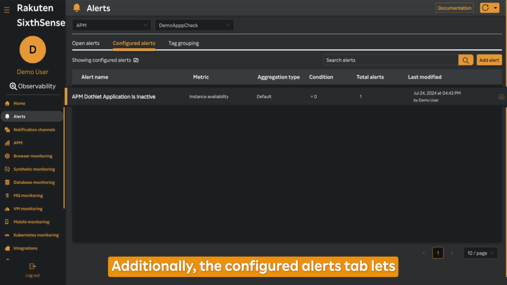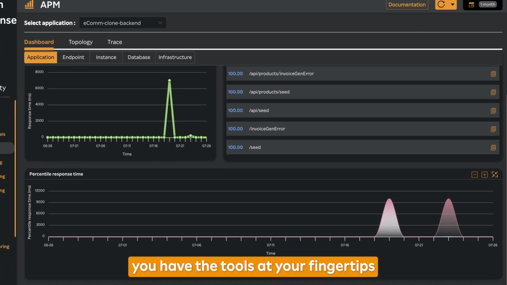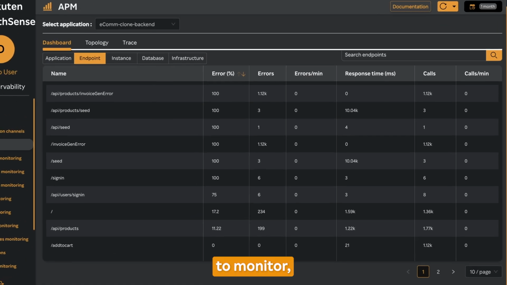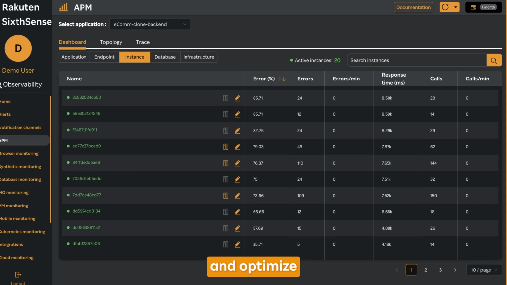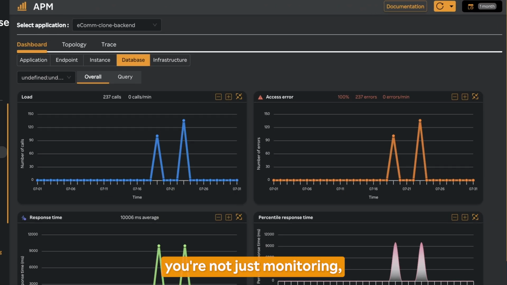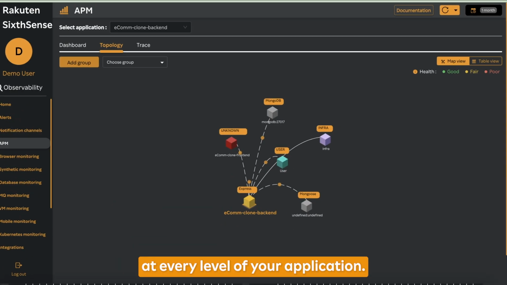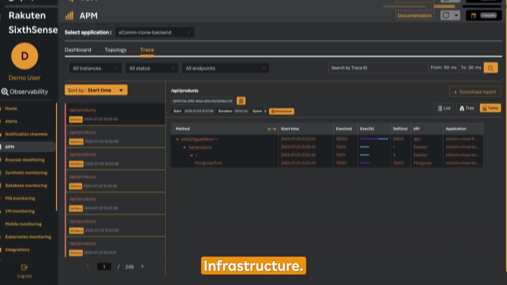Additionally, the Configured Alerts tab lets you review all set alerts, making it easy to adjust parameters or disable alerts as your monitoring needs evolve. Through this comprehensive application, you have the tools at your fingertips to monitor, analyze, and optimize every layer of your application stack. With Rakuten SixthSense, you're not just monitoring, you're ensuring operational excellence at every level of your application infrastructure.